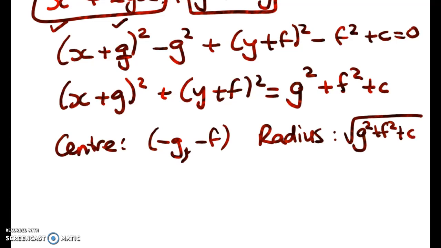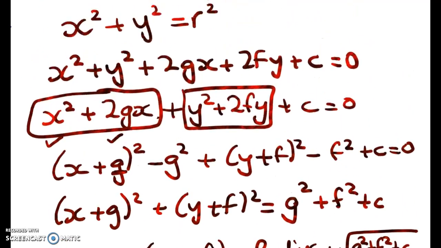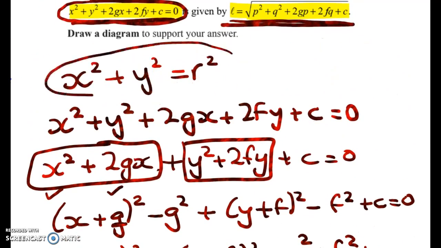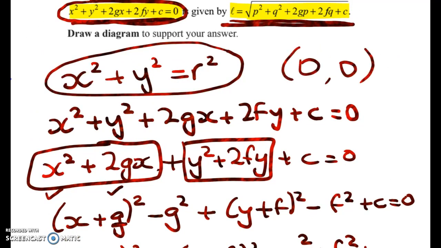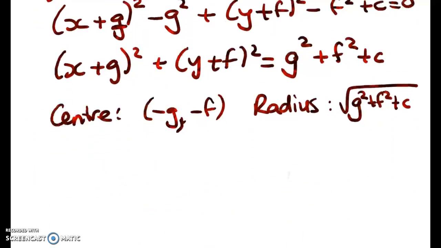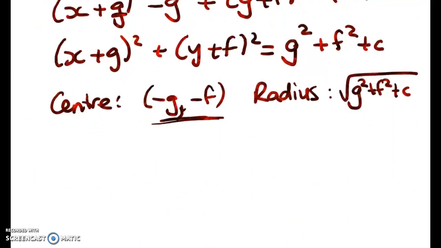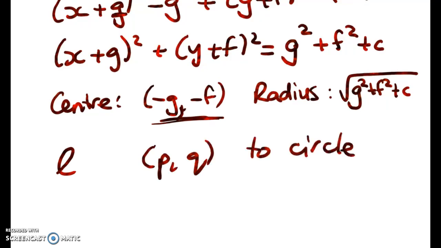Right, so what we've tried to do there one more time is to get my circle into the basic circle form, which is this, but this is for one where the centre is at 0, 0. So our circle is not centred at 0, 0. It's centred at negative G, negative F. Now, what we're asked to do is to show that the length of the line from somewhere, PQ, to the circle is equal to blah, blah, blah.